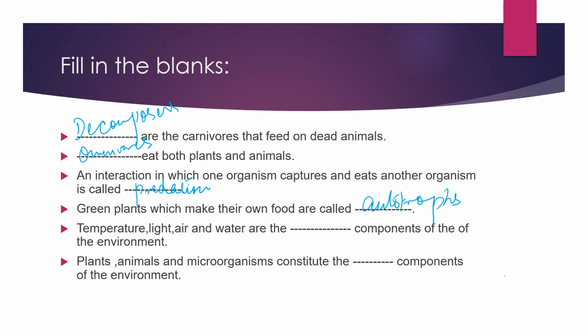Temperature, light, air and water are the biotic or abiotic components? The biotic components are all living components, so these all will be the abiotic components of the environment. And plants, animals, microorganisms constitute the biotic component of the environment. So all the living things in the environment are the living components, that is the biotic, and the non-living components of the environment are the abiotic components. Is it clear? Now let us move on to the next one.